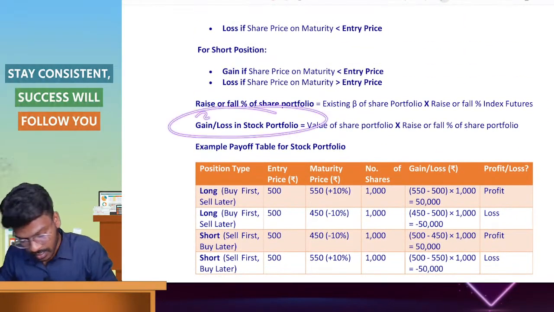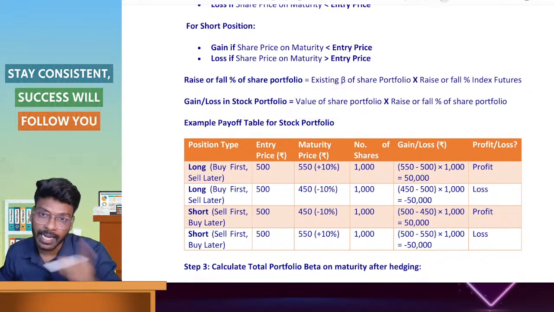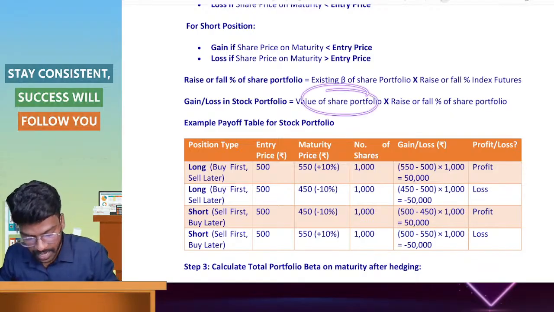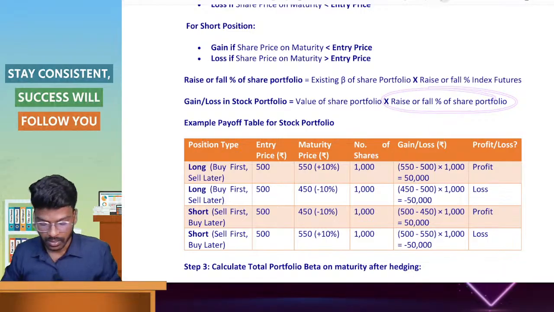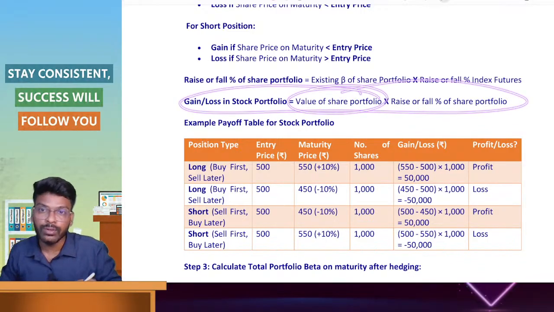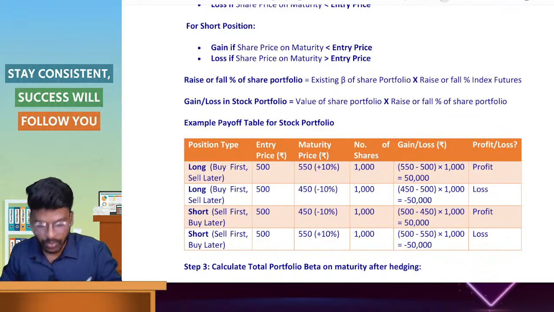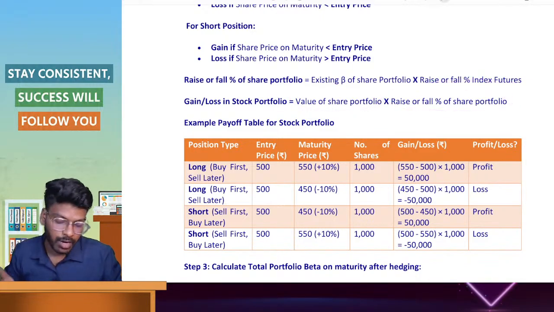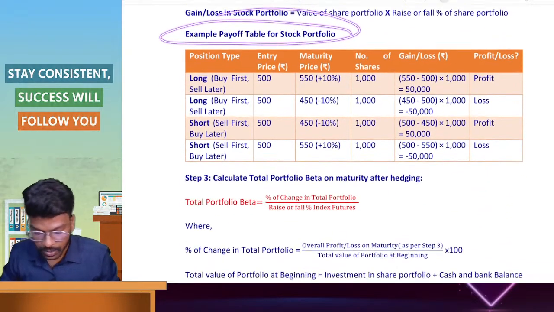Next, gain or loss in stock portfolio, value of shares. That is the value of share portfolio. In this formula, you have to use only the share portfolio value. In the portfolio, there can be cash also. You have to take only the value of shares multiplied with the rise or fall percentage of share portfolio. Table for payoff in case of stock.